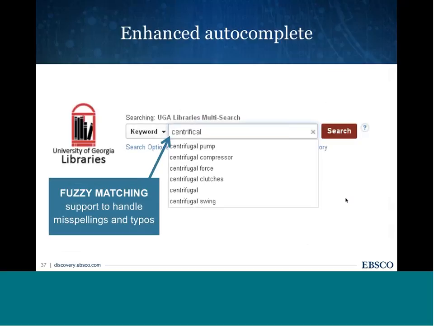The enhanced autocomplete also works pretty well if you are like me and would spell centrifugal with C's and Q's and all the wrong letters. It can help you find the right term based on fuzzy matching. Again, this is a big data web scale type of feature, and it's what's available here in our service as well.